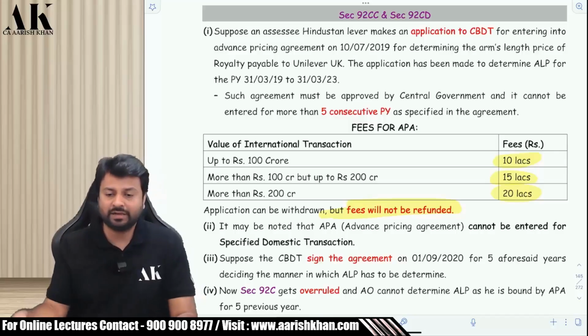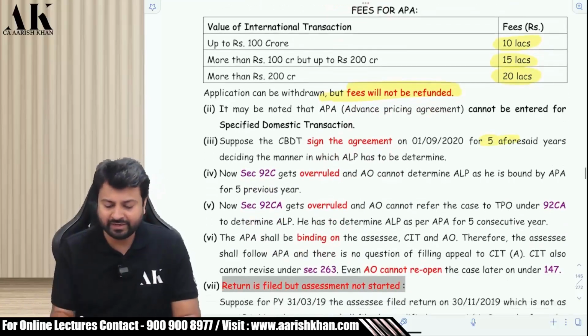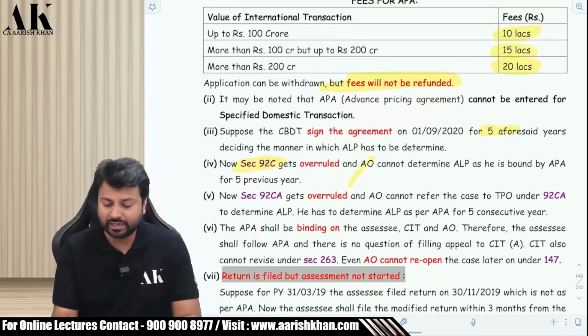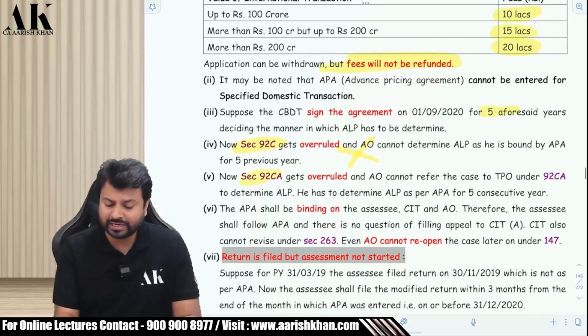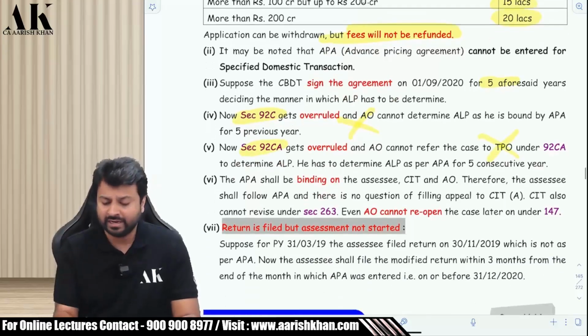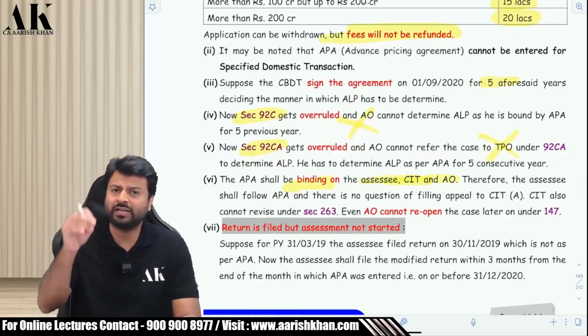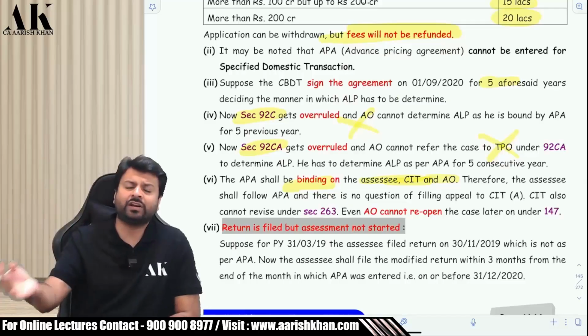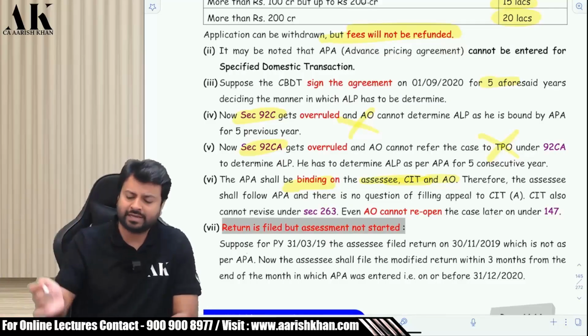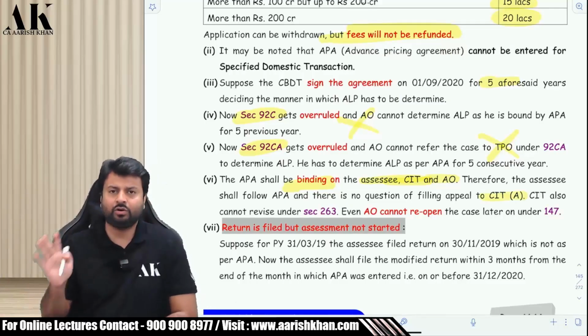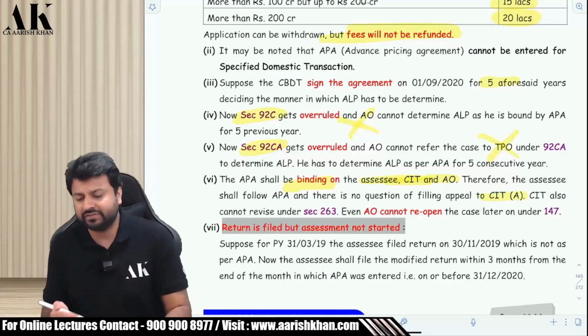Once advance pricing agreement is signed, it is signed for a period of 5 years. It overrules 92C so that AO does not interfere. It overrules 92CA so that TPO does not interfere. It is binding on everyone, CIT, SSC, AO, so that all these people cannot raise question later on. CIT appeal cannot raise question, AO cannot raise question, even SSC cannot file an appeal to CIT appeal later on. Okay, now this is what the first part of this section is all about.